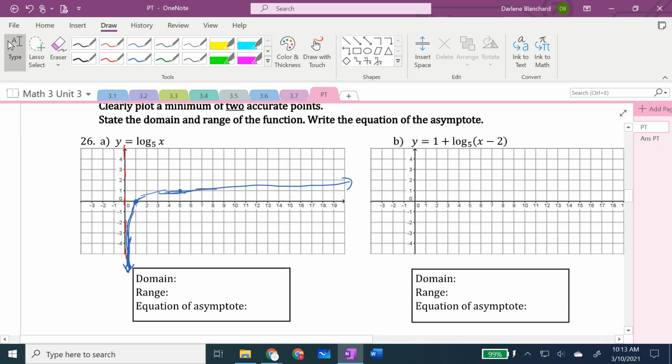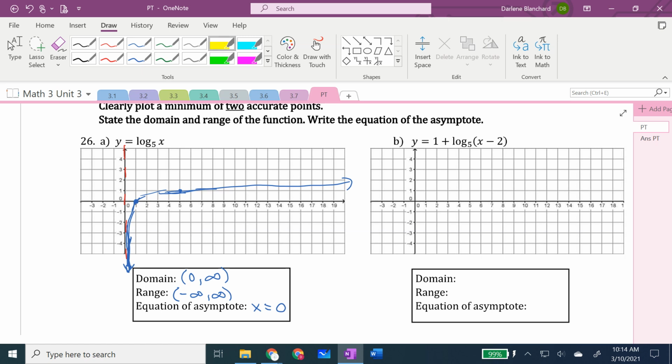In a parent graph for a logarithm, domain, range, and equation of asymptote are the same, regardless of whether you're dealing with a base larger than 1 or between 0 and 1. All three of these are the same. The domain does not include 0, and it's just the positive numbers that x is allowed to be. Everything is allowed to come out. So the range is negative infinity to positive infinity. And the asymptote is vertical. So it's x equals 0.